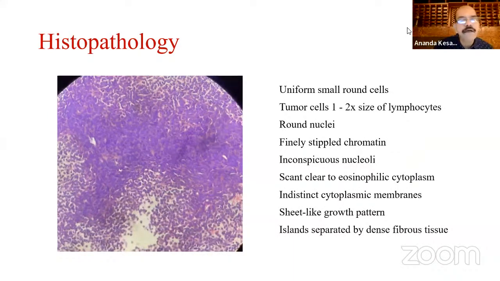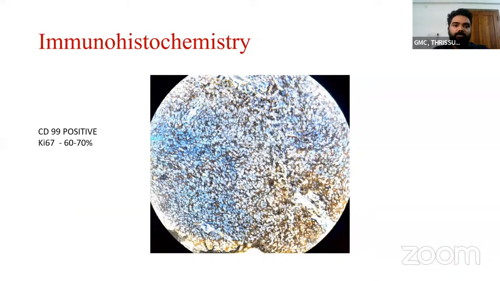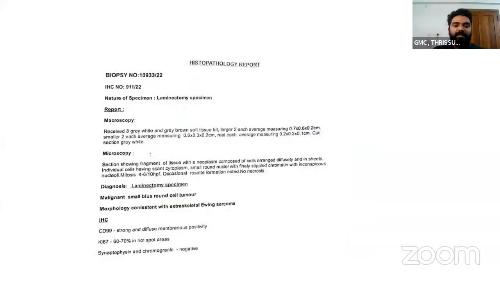Sir, you can read. Basit, you can proceed. It was showing uniform small round cells. The tumor cells were almost the size of two lymphocytes with round nuclei, fine stippled chromatin, inconspicuous nucleoli, scant clear to eosinophilic cytoplasm, indistinct cytoplasmic membrane, sheet-like growth pattern, and islands separated by dense fibrous tissue. Immunohistochemistry showed CD99 positive, and the histopathology report came as a malignant small blue round cell tumor, morphology consistent with extraskeletal Ewing sarcoma.